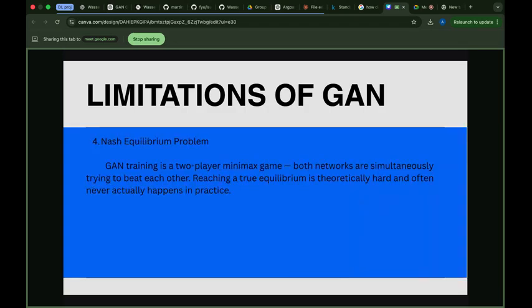And the last problem is the Nash equilibrium problem. GAN is training between two minimax players. Generator tries to maximize the loss, and the discriminator tries to minimize it. This problem has its limitations.